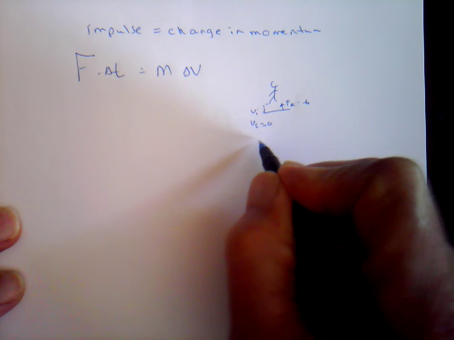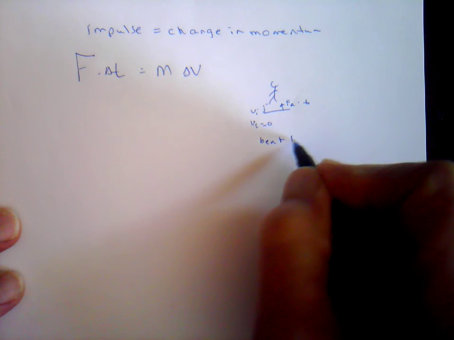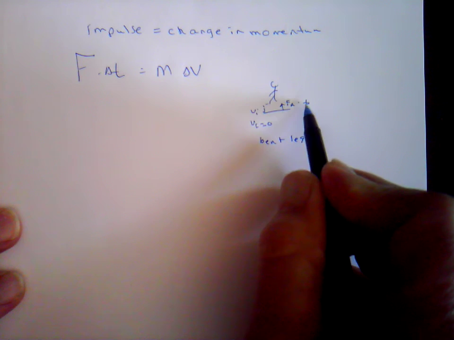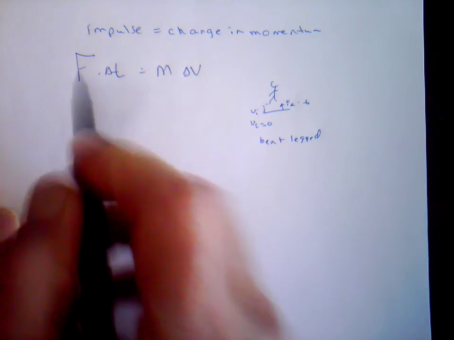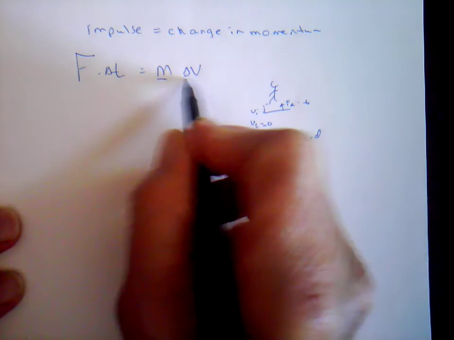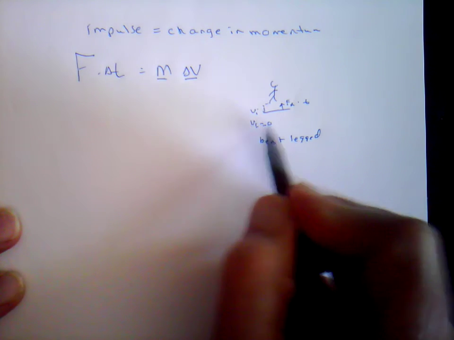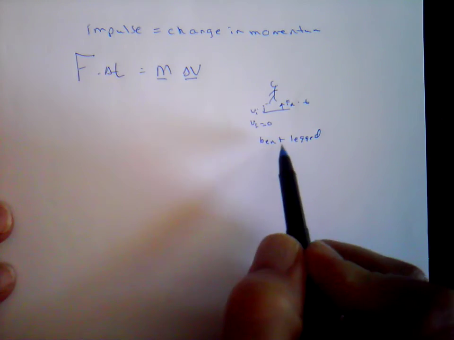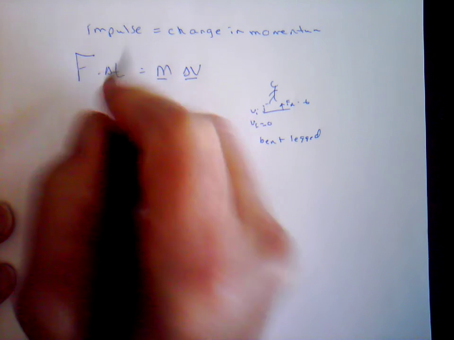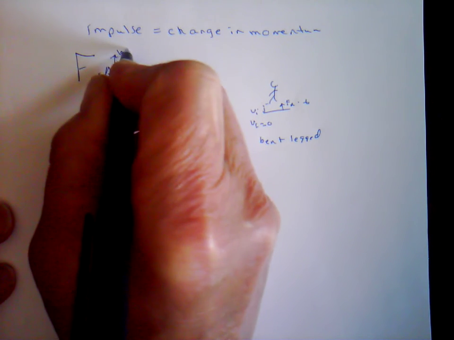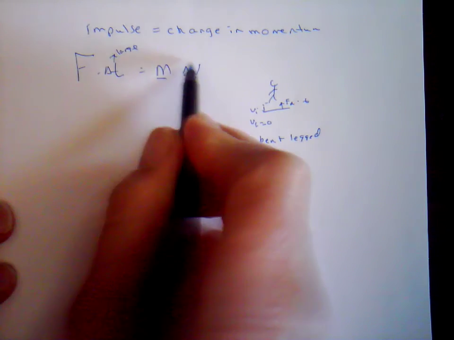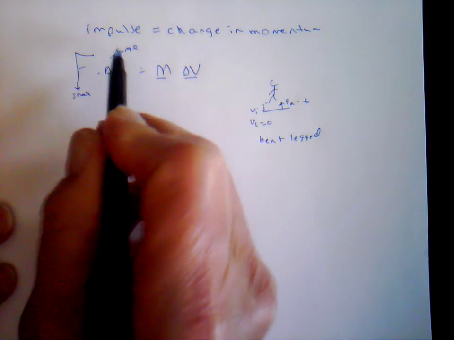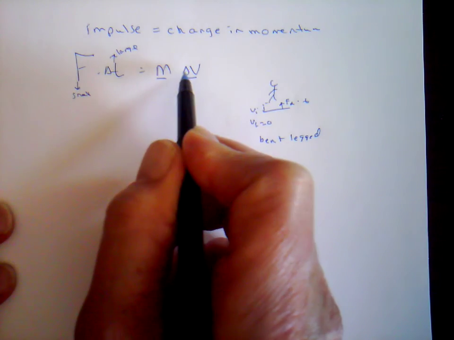If they land bent-legged, then what that means is this time is going to be large. So this mass and this change in velocity is right when this person hits the floor. Now, when we land bent-legged, this time was large, which means this force could be small. So a small force times a large time equals this mass times change in velocity.